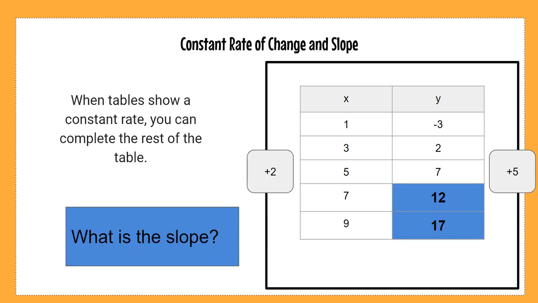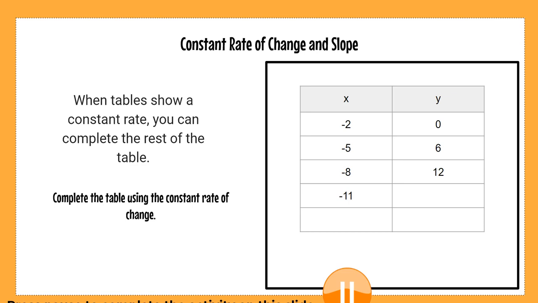So if that's the case, we're looking at this same table, what's the slope? Well, think about it. Change in y over change in x, so it's 5/2. Good job. Let's do another one.